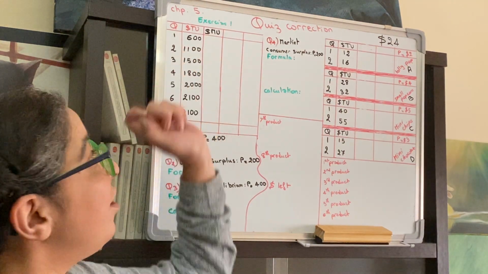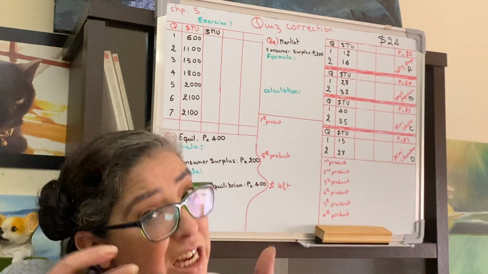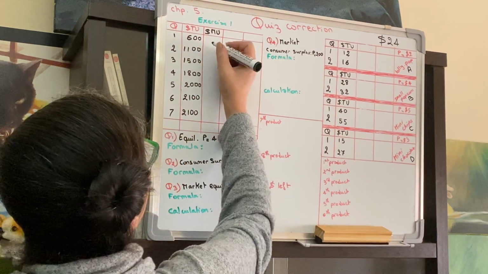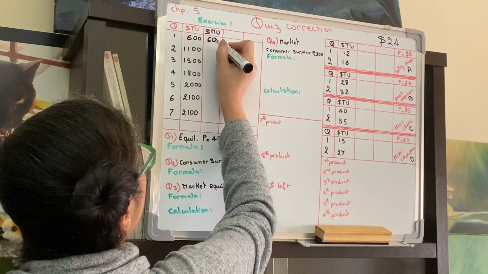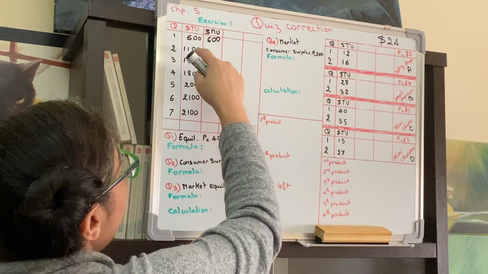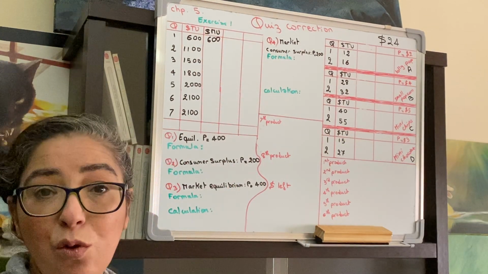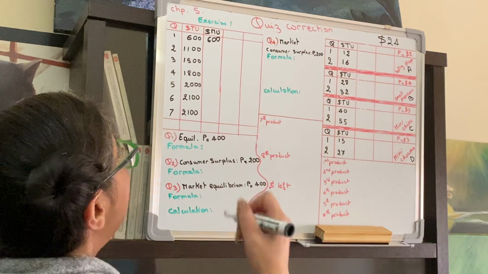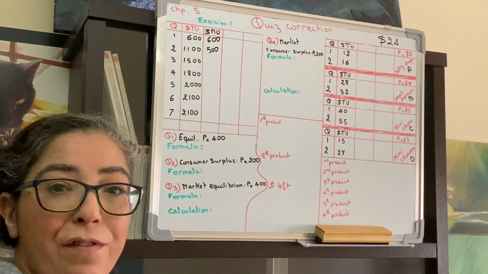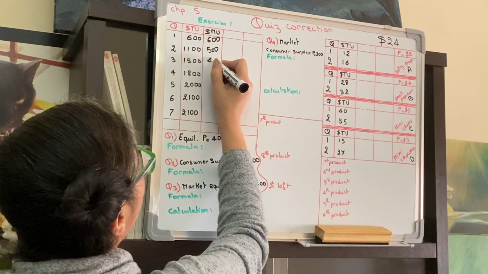So we're starting with the first unit. So the first unit's total utility is equal to its marginal utility. Remember that one. Okay, so for here, it's 600. Now it's simply subtracting the second minus the first. So 1,100 minus 600, that would be 500. Okay? 1,500 minus 1,100, that would be 400.